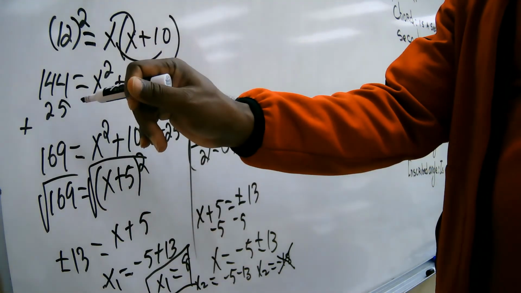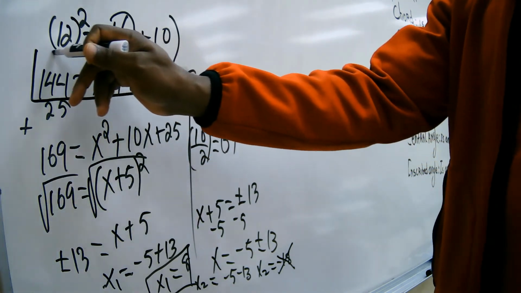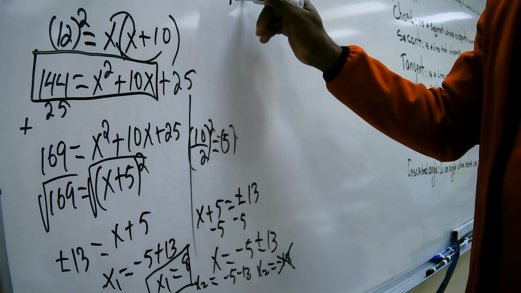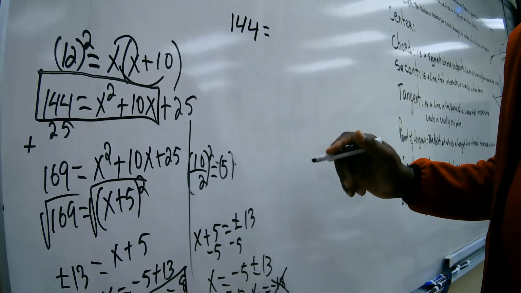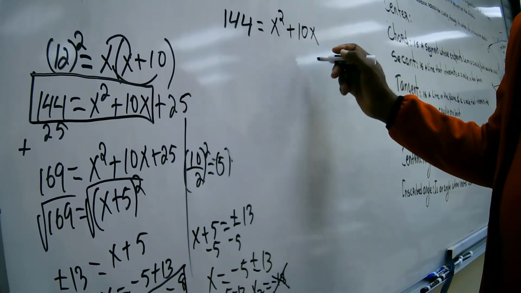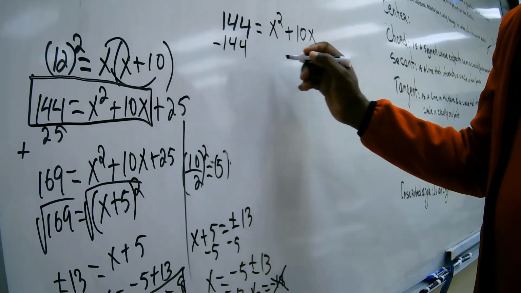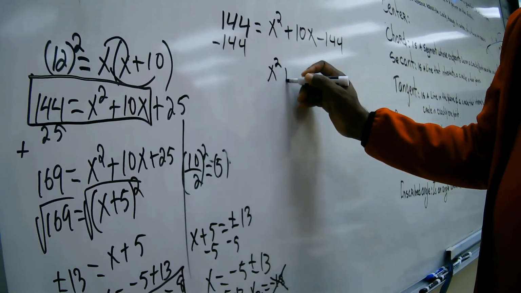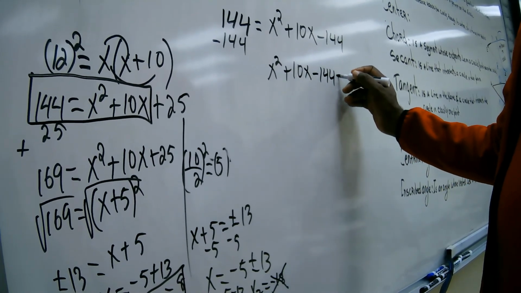So if we were to use the quadratic formula, we're going to take this part here where we did not complete the square, which gives you 144 is equal to x squared plus 10x. In this case, we want this side to equal 0. When using the quadratic formula, you subtract 144 from each side. Then you'll have x squared plus 10x minus 144 is equal to 0.